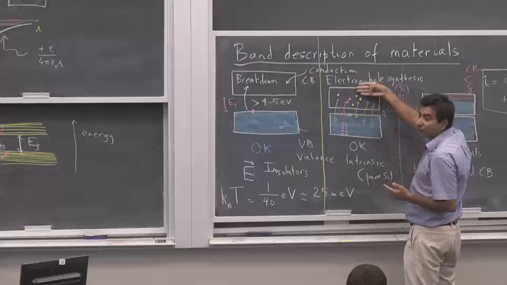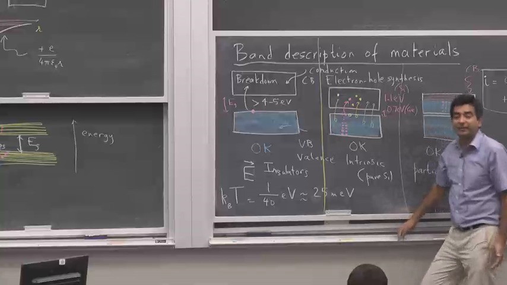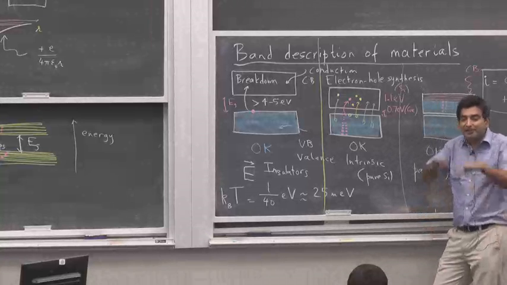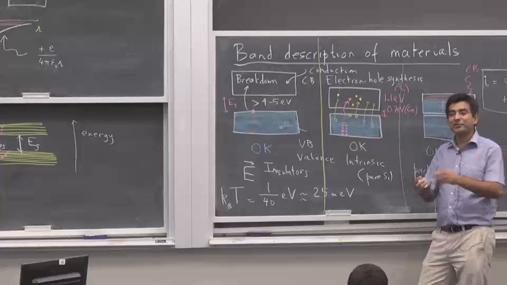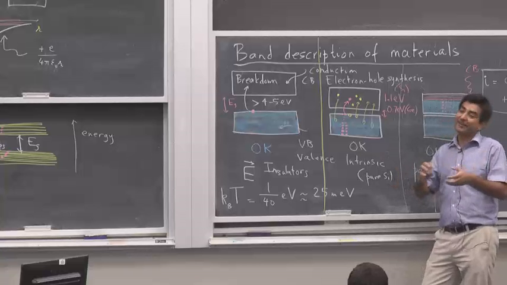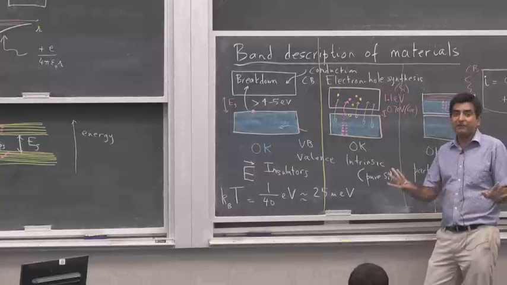But if you have more electrons here and more holes here, the probability of recombination also increases. So at a certain temperature, an equilibrium is established in which the rate at which electron holes are recombining and the rate at which they are being produced remains constant. This is the condition of dynamic equilibrium.